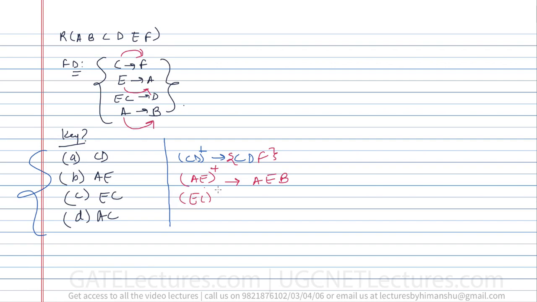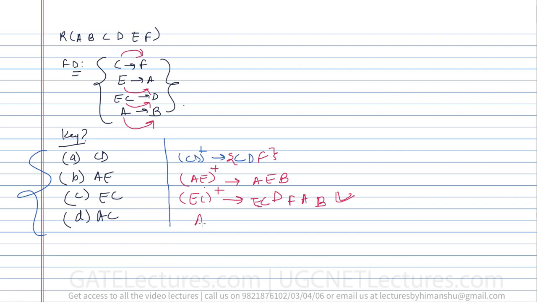So it is EC closure. If I take EC closure, what are the attributes which you can determine? EC can determine EC itself. With the help of EC, I can determine D. With the help of C, I can determine F, right? And with the help of E, I can determine A. And with the help of A, I can determine B. So we can determine everything. So this is a potential key.